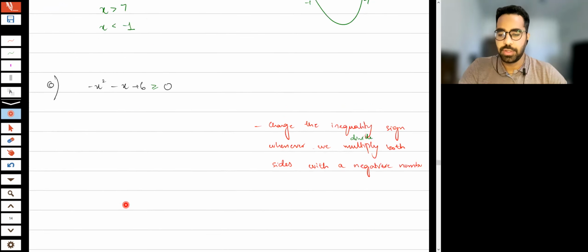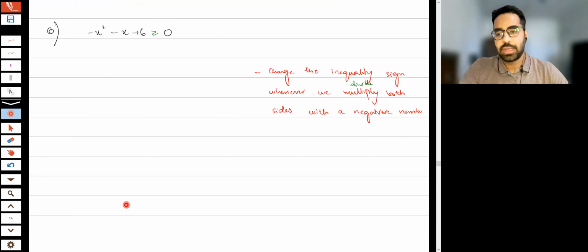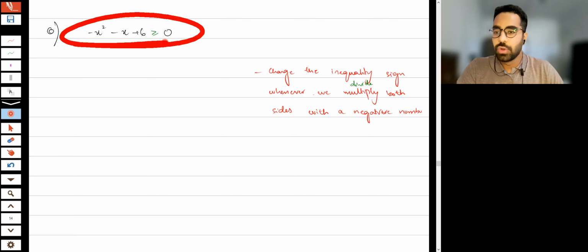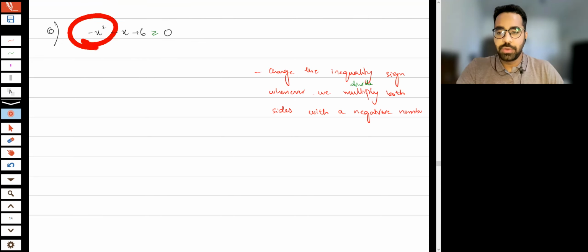Now let's take another question over here. I can say that my coefficient of x square is negative. Whenever your coefficient of x square is negative, you're going to multiply the whole equation with a -1, in order to make this coefficient positive.